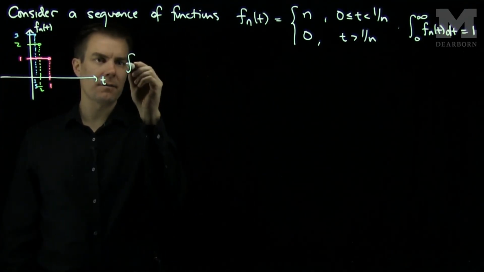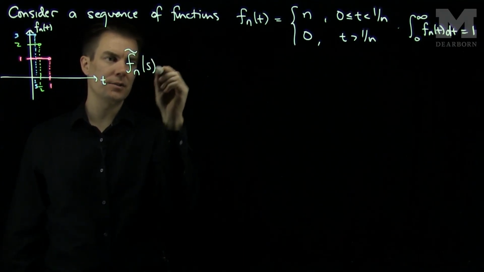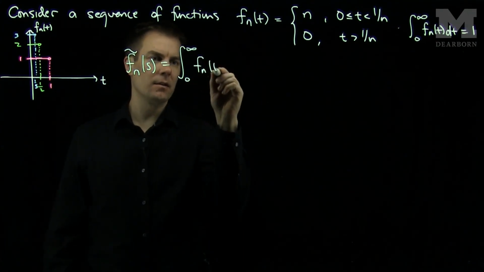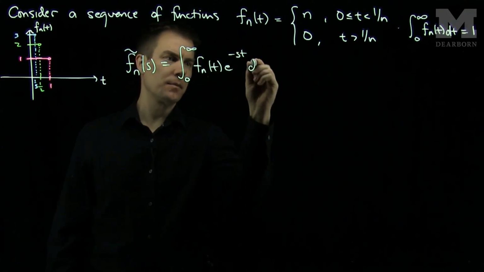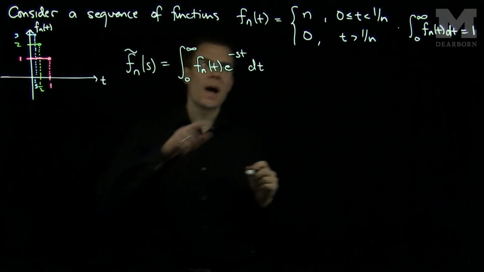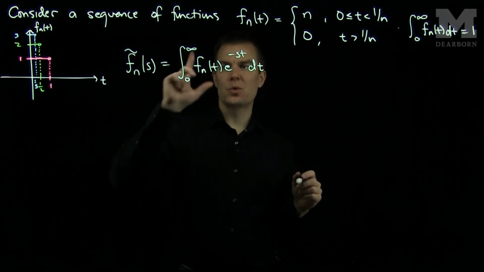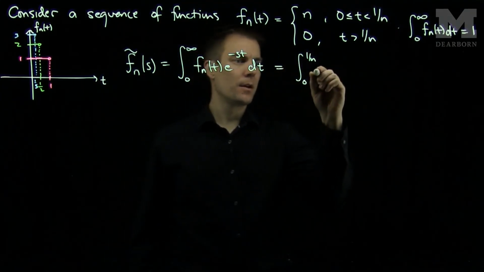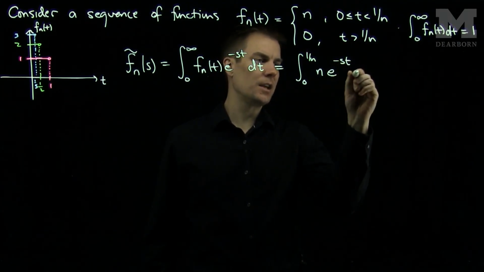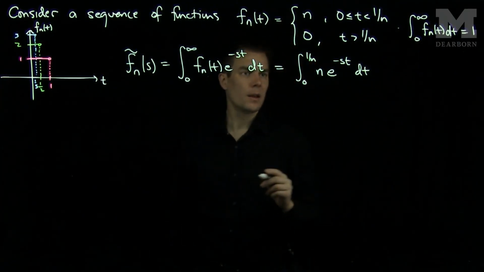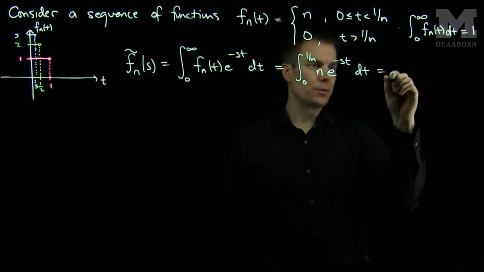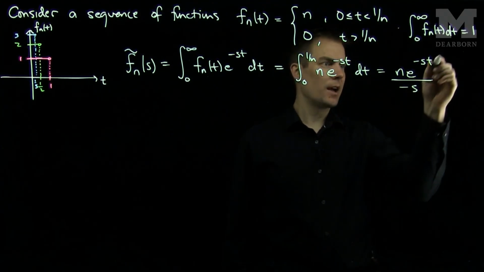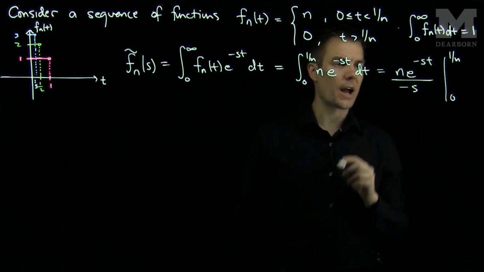So, fn tilde of s will be the integral from 0 to infinity of fn of t e to the negative st dt. And now, the function fn is only non-zero between 0 and 1 over n. So this will be the integral from 0 to 1 over n of n e to the negative st dt. And so now we will see that this is exactly equal to n e to the negative st divided by negative s, from 0 to 1 over n.